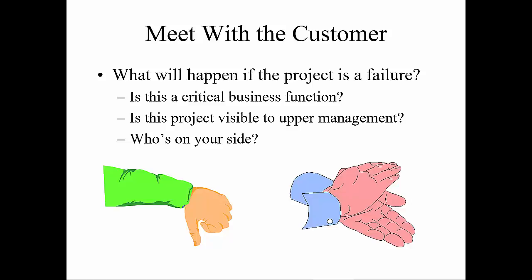What are the mission critical or the critical business functions that must be there? If this project fails, will it affect those mission critical processes or functions? Is the project viable and visible to upper management? Are they on board with it? Who is supporting your design? Is it management? Is it just end users?